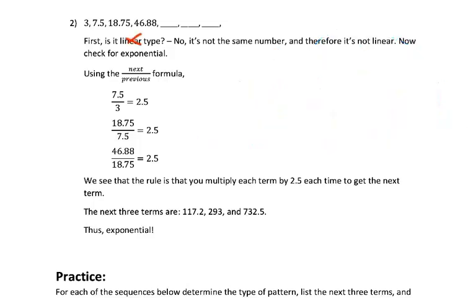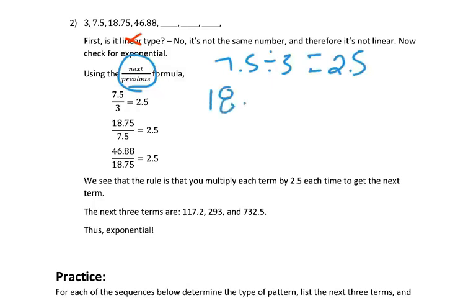Okay? So if it can't be linear, then we need to check to see if it's exponential. So that's what we've done here. We've used our next over previous formula. And so we've done this and we've said 7.5 divided by 3 gives us 2.5. And then we did 18.75 divided by 7.5 and we got 2.5.